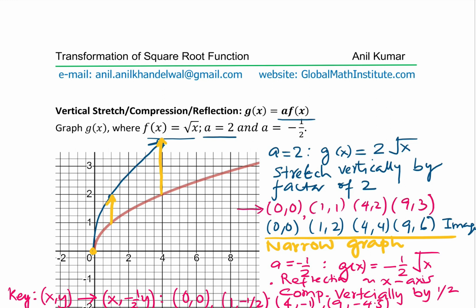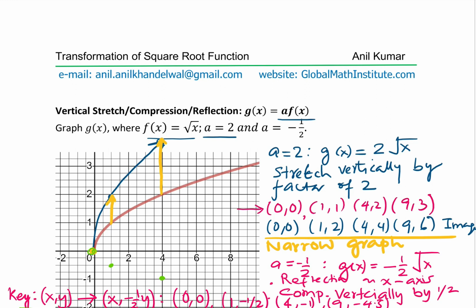So let me use a different ink to sketch these points. I'm using green color now to sketch these points. 0 remains 0, so we'll just put 0 there itself. At 1 we have a value which is minus half right there. At 4 we get minus 1.